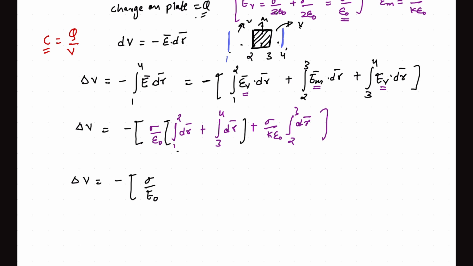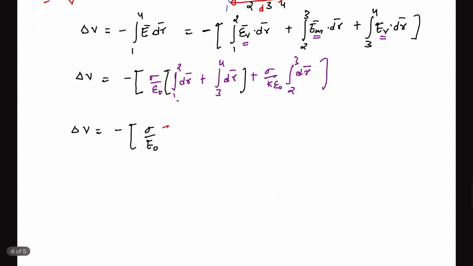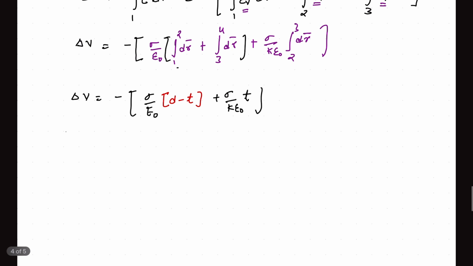and 3 to 4. Look here, the total distance, this distance is d and this thickness is t. So the remaining distance between 1 to 2 plus 3 to 4 is d minus t, isn't it? So this is our d minus t, and then we have sigma divided by k epsilon naught, and what is the integration of the dr from 2 to 3? It is t. So here we have the potential difference delta V equals minus sigma divided by epsilon naught, we can take it out common, and then we have d minus t plus t by k.